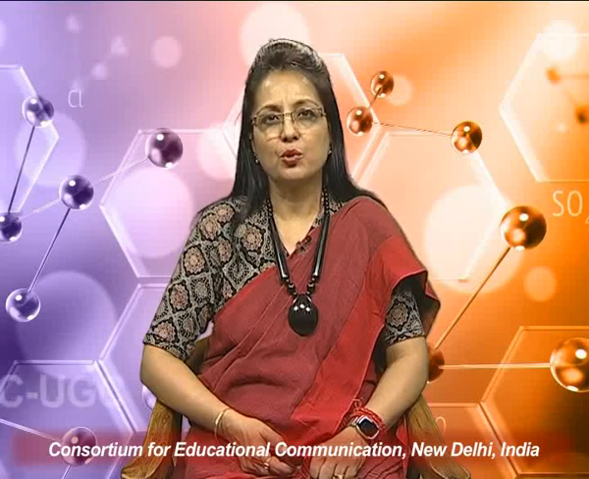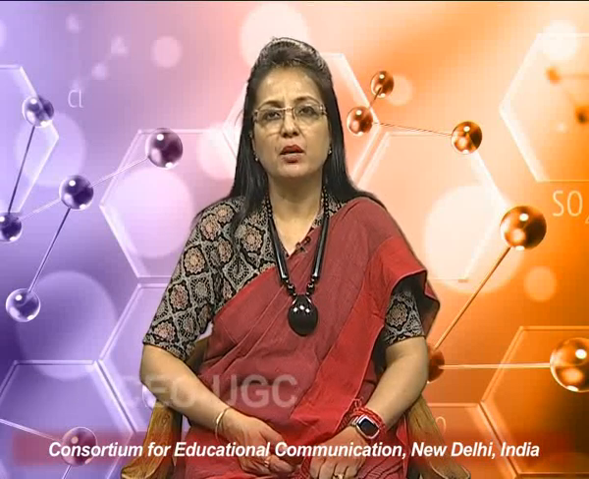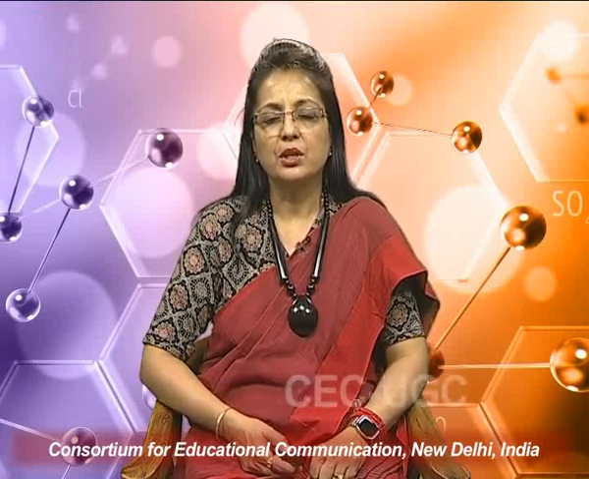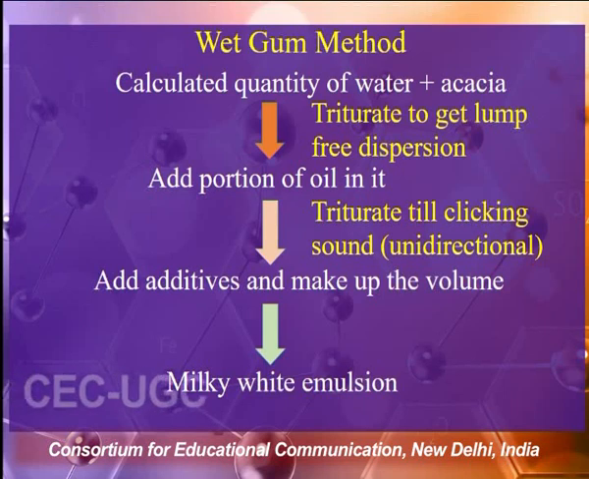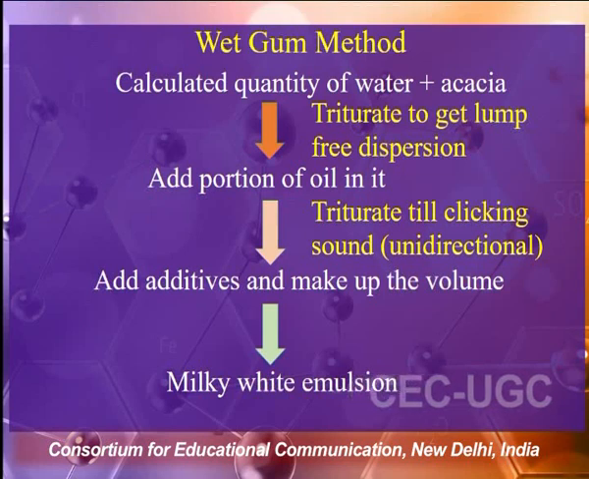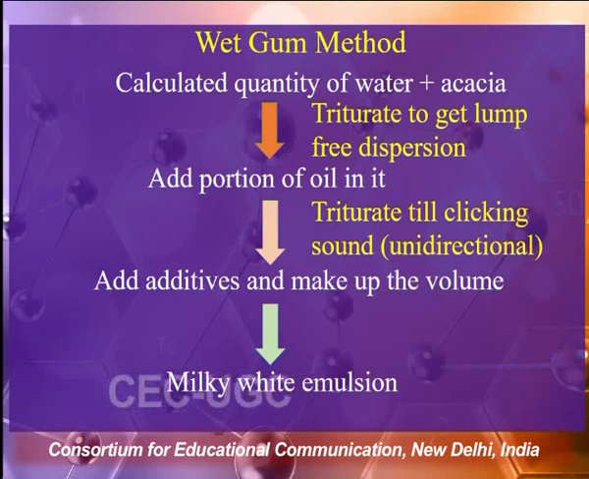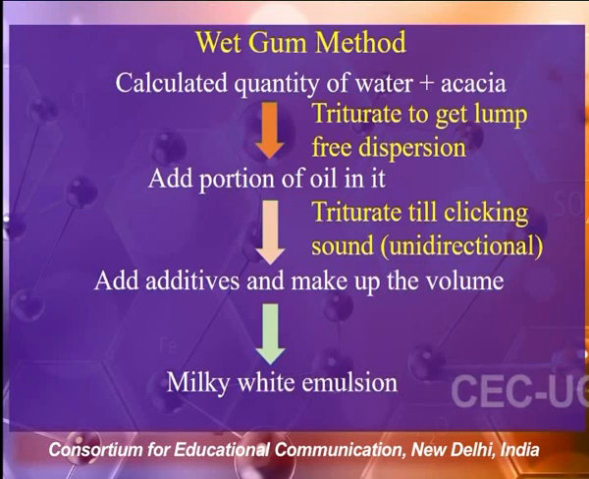The second approach which one can adopt is the wet gum method. Here the difference is, in contrary to the dry gum method, the calculated quantity of water and acacia is taken. Instead of oil, here water is taken with acacia in a dry mortar and pestle. Remaining steps are the same. Trituration has to be started unidirectionally to get a lump free dispersion.